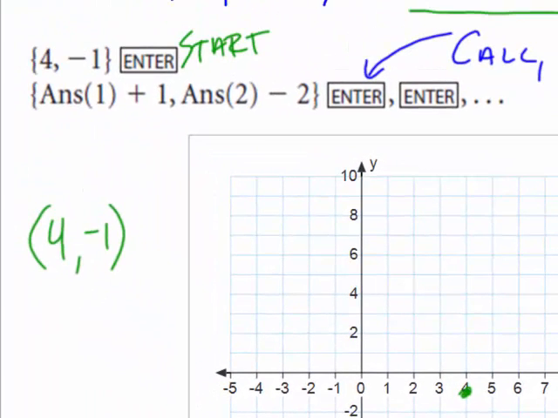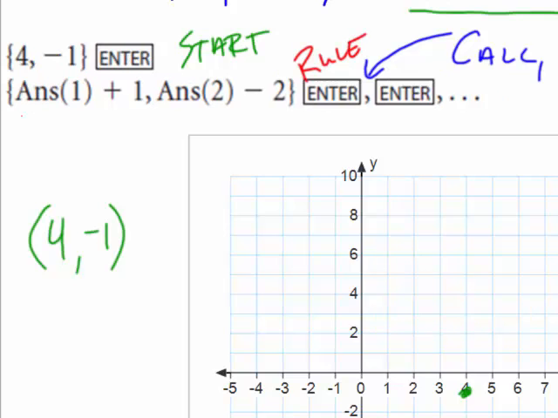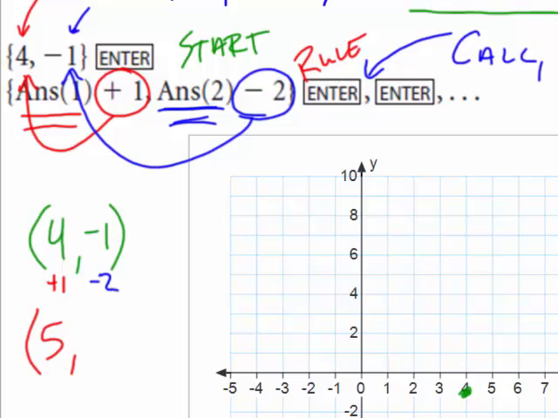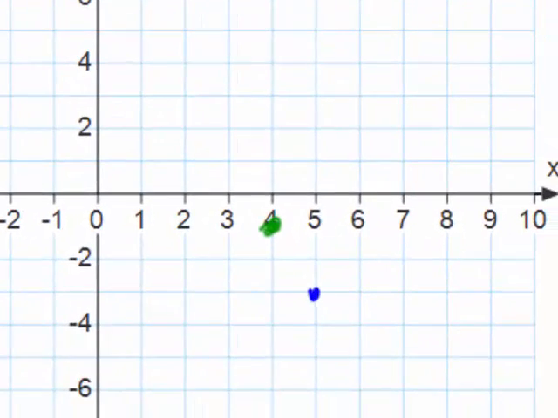Okay, and then let's look at what the rule says. This is kind of goofy. What is my rule stating? It's stating take answer 1. What do you think answer 1 is? Yeah, this guy right here. That's our first answer, whereas answer 2 will be the second one. So I'm going to take answer 1 and add 1 to it. I just add 1 onto that 4, so I should be at 5. Then I do the same thing for answer 2. I take answer 2 and subtract 2 from it. I'm at -1, and I minus 2. That would put me at -3. So there's my next point: 5, -3. I'm going to plot that point.